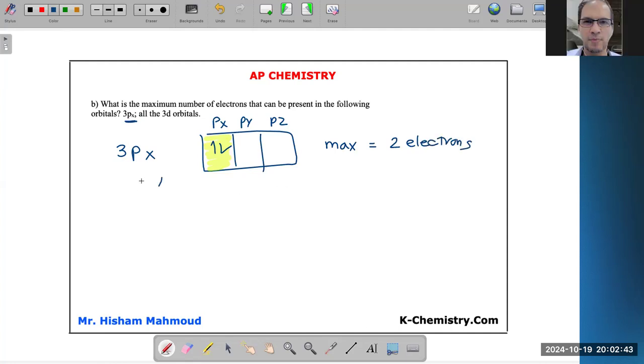Great. If I come, Julian, and say 3p, what is the maximum number of electrons? 6. 6 electrons, because now he is talking about the 3 orbitals, not one of them only. Okay, if he says 3d, how many, Abdullah? The s sub-shell, how many orbitals? 1 orbital. 1.